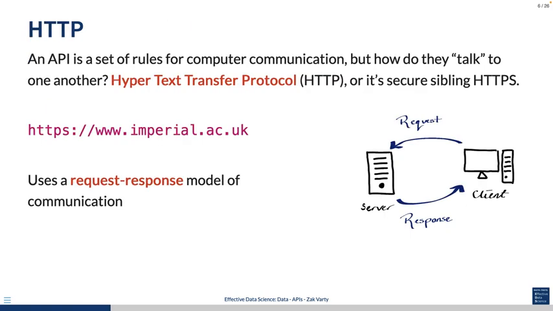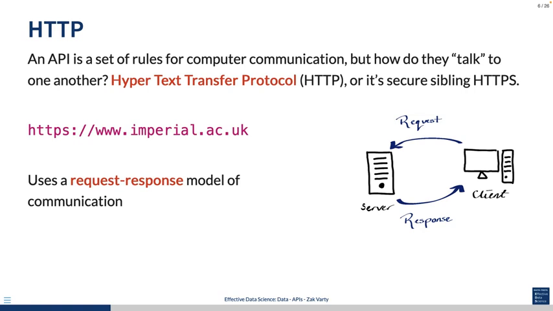Okay, so then this leads us one step further down the rabbit hole. An API is a protocol that defines how applications communicate with each other. But how exactly does this communication even happen? HTTP, or Hypertext Transfer Protocol, is the dominant mode of communication on the World Wide Web. You can see the secure version of HTTP, HTTPS, at the start of most web addresses at the top of your browser. So, for example, at the start of the Imperial website.